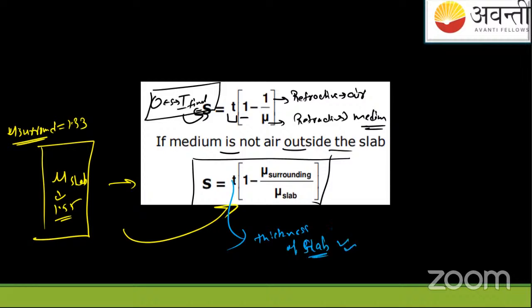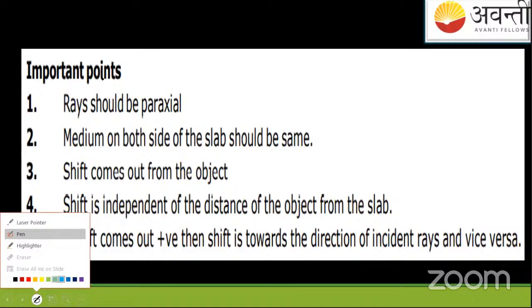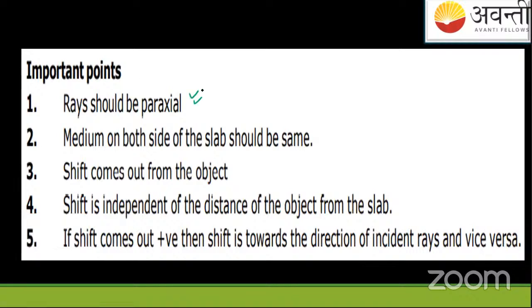Okay, that's fine. Now let us apply this formula first. A few more important points are required to understand. Rays should be paraxial, which means having a very small angle of incidence. The medium on both sides of the slab should be the same. Matlab, it must be like this.